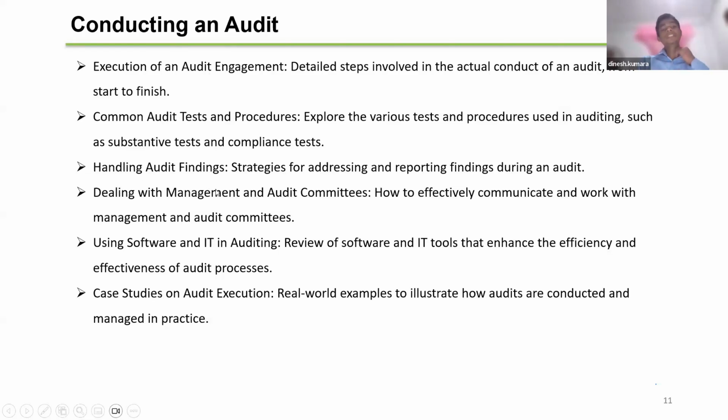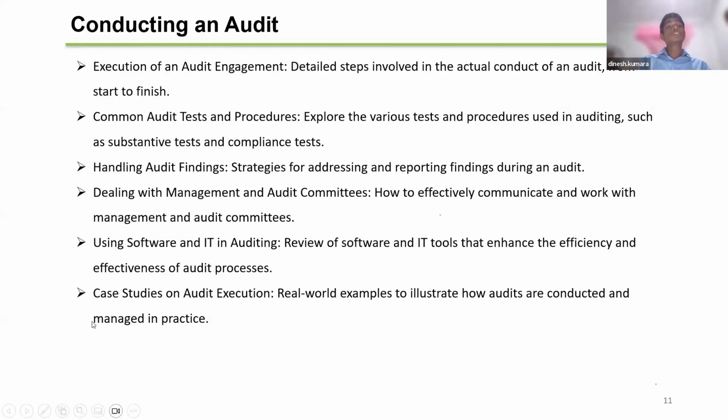Then handling the audit findings, right? How to address an audit finding, how to report. Then dealing with the management and audit committee, we generally call them those charged with governance. How to communicate with them, how to deal with them. Then using software and IT in auditing, right? Especially when you're conducting auditing, what types of tools you can follow, how to handle the accounting system, how to handle the ERP system, right?